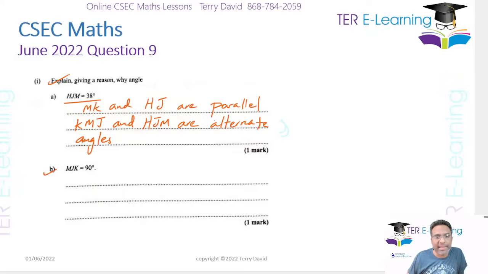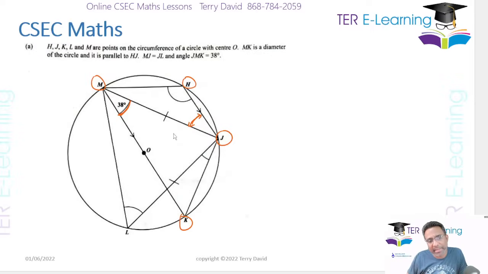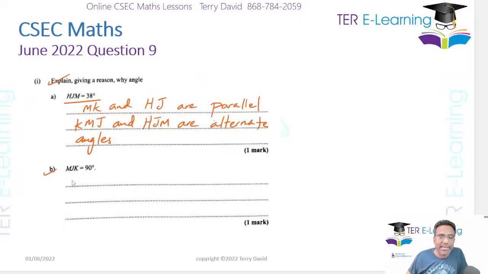For this next one here, MJK. Where's MJK? They're trying to say that this angle here is 90 degrees. Well, that's true because that line MK is a diameter. So we're going to say MK is a diameter, right? So the angle in a semicircle is 90 degrees. That's what you're looking for.